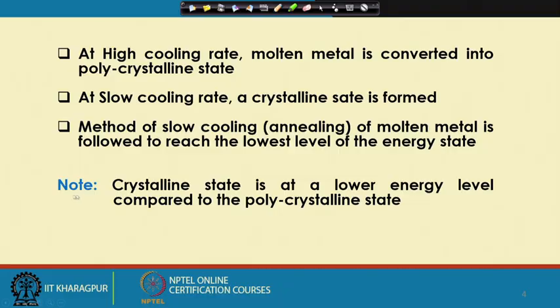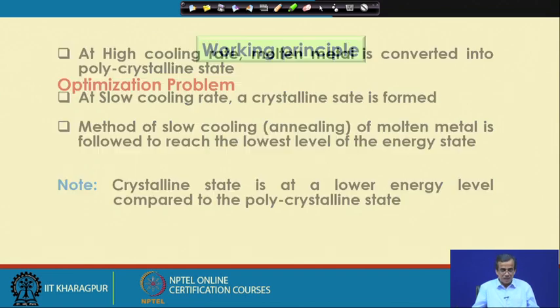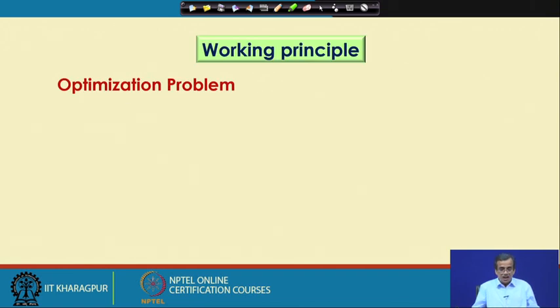Now, here I have put one note which I have already discussed, that the crystalline state is at a lower energy level compared to the polycrystalline state, and we want to minimize the energy. That means, in principle we are going to solve a minimization problem. Now, supposing that I have a maximization problem, what we can do is convert it into a minimization problem and solve it using simulated annealing. Now, let us see the working principle.